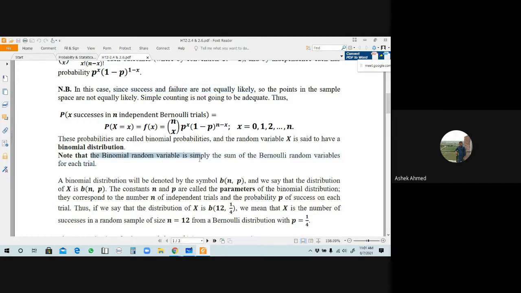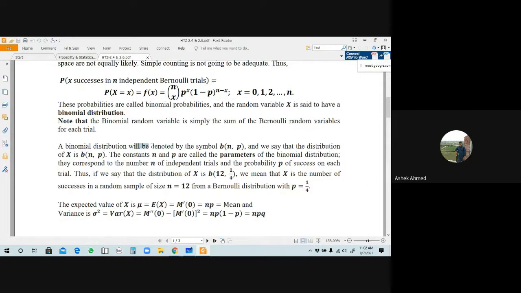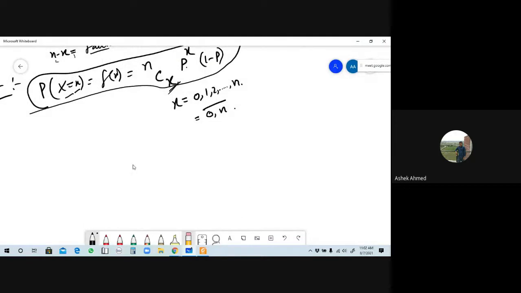Okay, the binomial random variable is simply the sum of the binary random variables for each trial. A binomial distribution will be denoted by the symbol b of n comma p, and we say that the distribution of x is b of n comma p. What is b of n comma p? The first letter of binomial distribution is b. Is it right? So in short we denote the binomial distribution by b of n comma p. n represents here the total number of trials, okay, and p represents the probability of success of each trial.